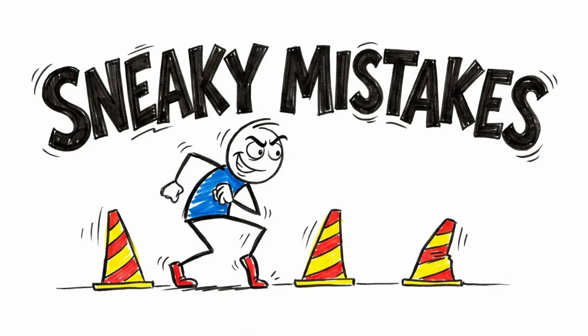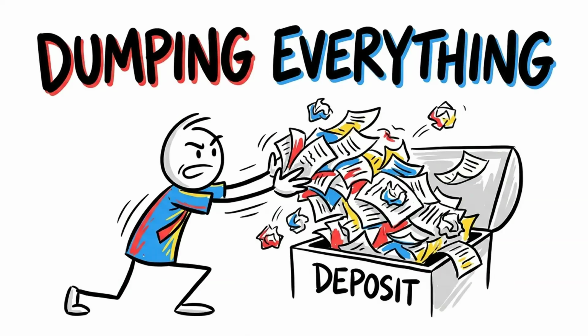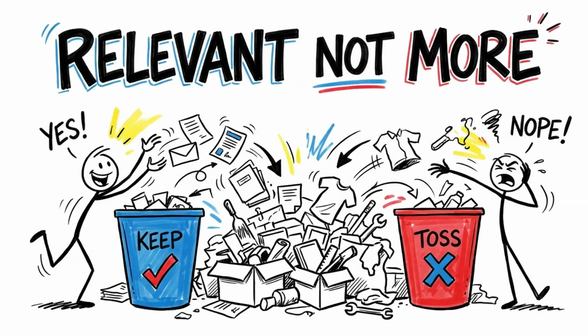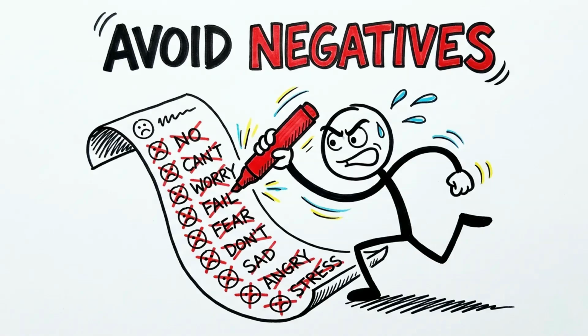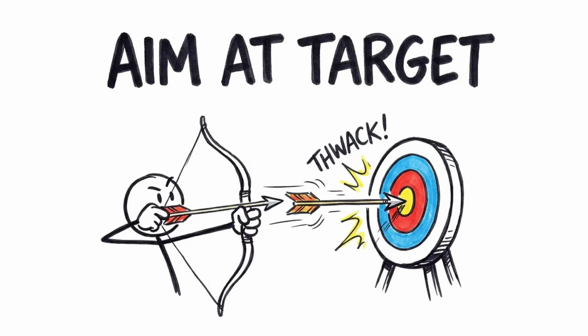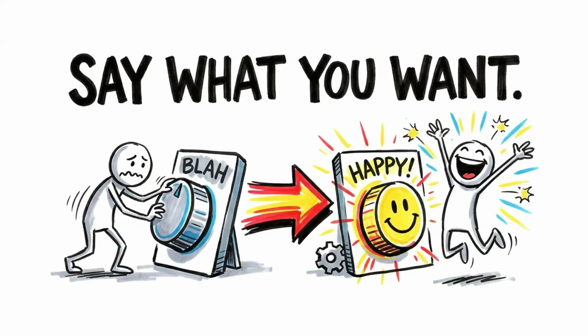Now the mistakes, because they are sneaky. Mistake 1, dumping everything you know into one message. More context is not better. Relevant context is better. Bury the key detail in noise, and the model may miss it entirely. Mistake 2, describing what you do not want. Point at the target. Do not narrate the misses. Say make it upbeat, not stop being so boring, and you get a sharper result.